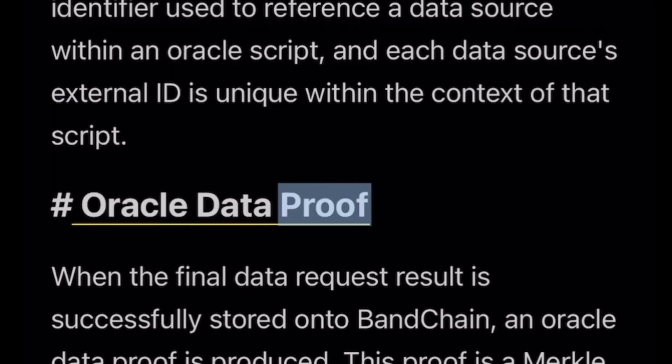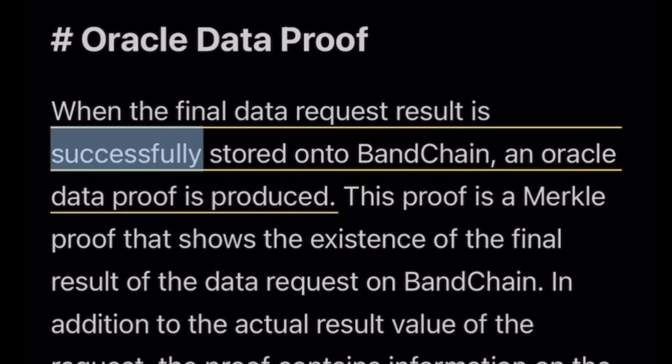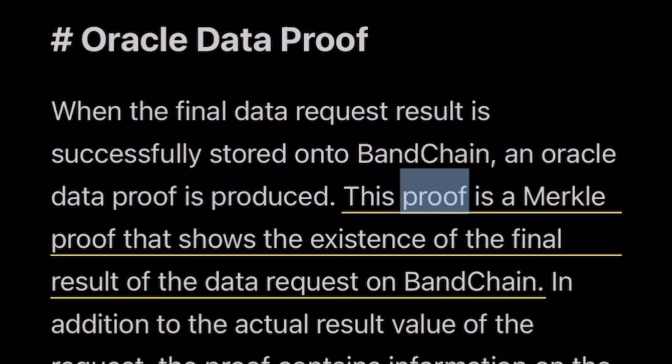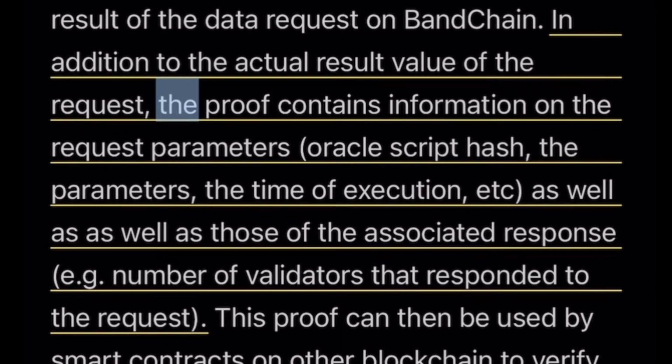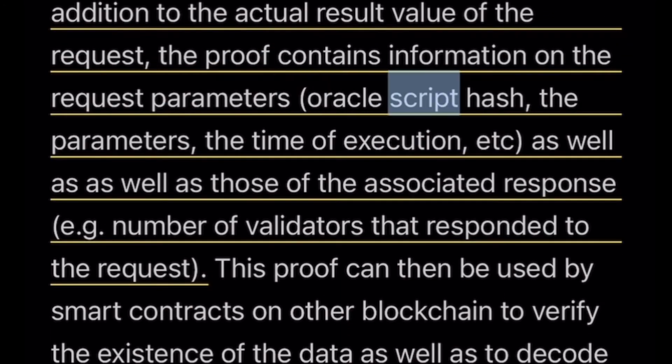Oracle data proof: when the final data request result is successfully stored onto Bandchain, an Oracle data proof is produced. This proof is a Merkle proof that shows the existence of the final result of the data request on Bandchain. In addition to the actual result value of the request, the proof contains information on the request parameters, Oracle script hash, the time of execution, etc., as well as those of the associated response. For example, the number of validators that responded to the request.